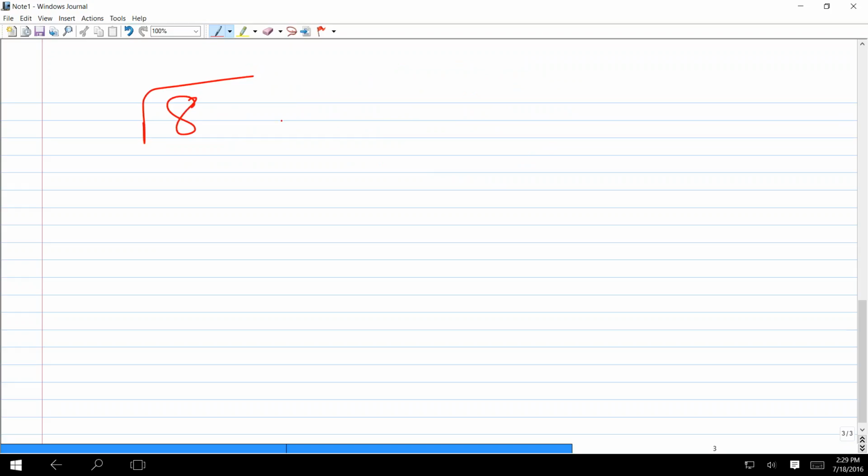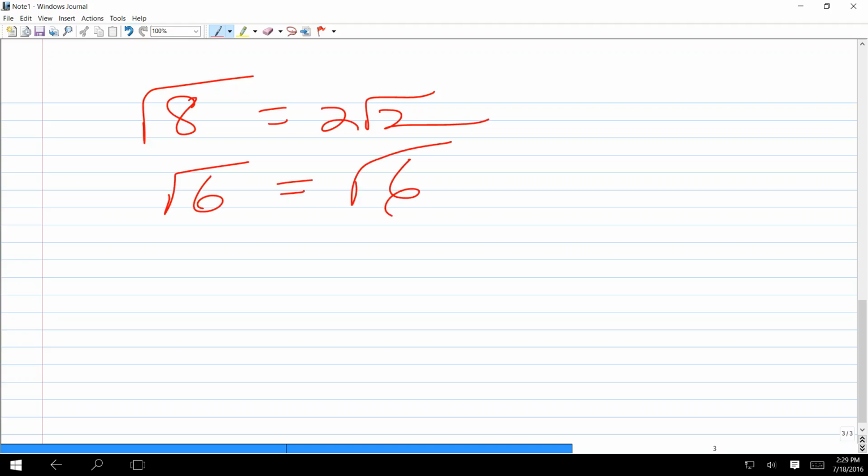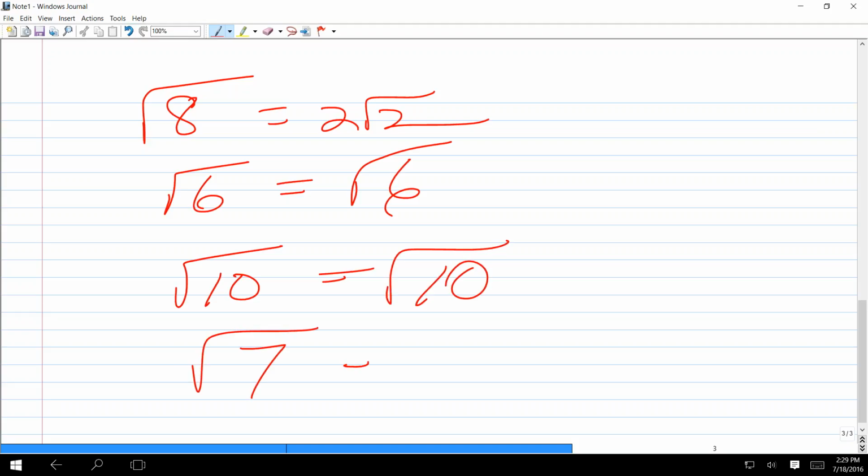Okay, square root of 8, what's that simplified to? 2 and 4, which would be 2 root 2. Exactly. So square root of 8 always simplifies. Square root of 6 never does. Square root of 10 never does. And the square root of any prime number never does. All of these are in simplified format right here.